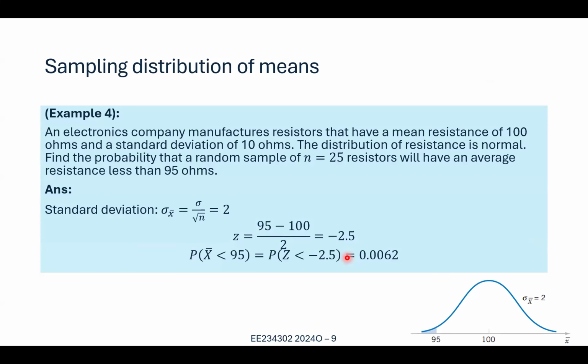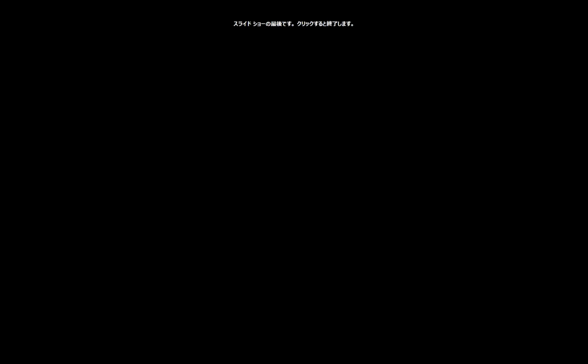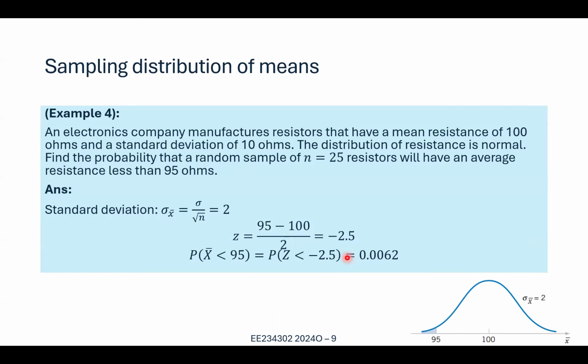All right, so one example, actually there are two examples of this. An electronic company manufactures resistors that have a mean resistance of 100 ohms and a standard deviation of 10 ohms. The distribution of the resistance is normal, and we find the probability that a random sample of 25 resistors will have an average resistance less than 95 ohms.